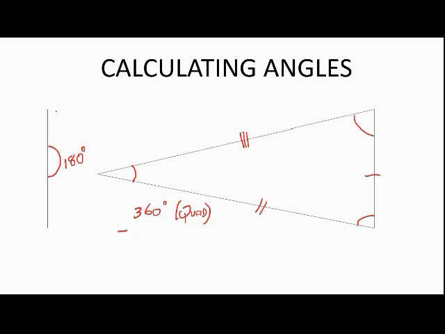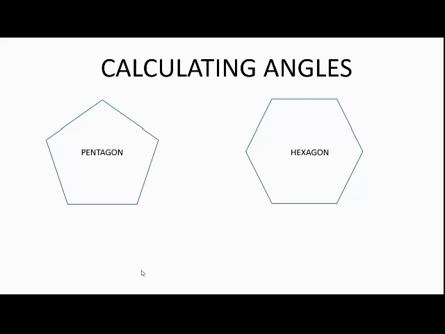I've removed one whole side. Effectively, I've taken away from this a whole 180 degrees. So I'm only left with 180 degrees. This is why the interior angles of my triangle add up to only 180 degrees. Let's take this one step further and look at other shapes that we might have.